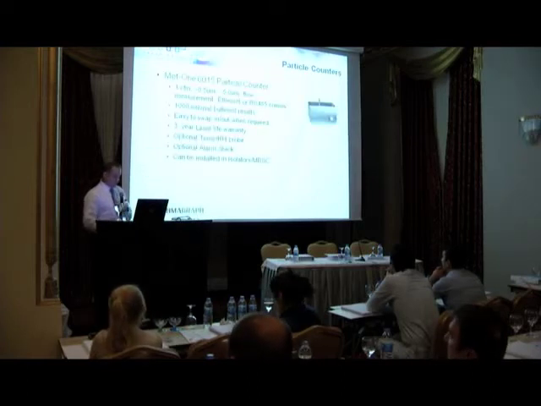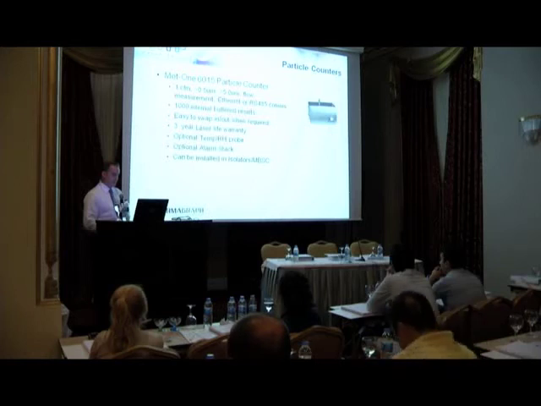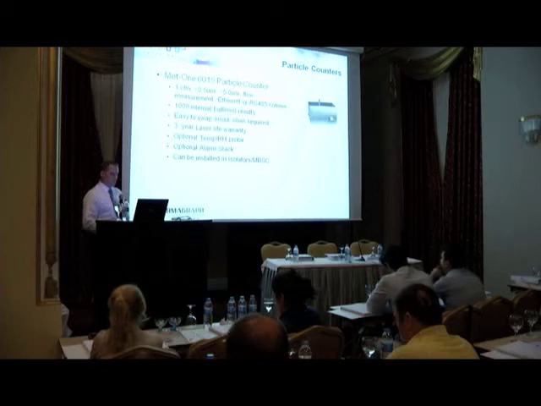So the 6015 counter, in the guises that we use it, is available with a 1 CFM, 1 cubic foot per minute, flow rate, and it measures 0.5 and 5 micron particle counts. And it also crucially measures the flow. Because it's all very well measuring particles, but if you haven't got a 1 cubic foot per minute flow rate, the data is no longer of use to you.